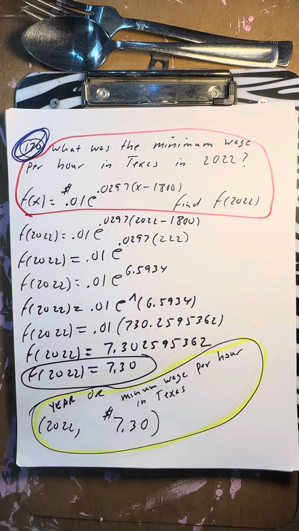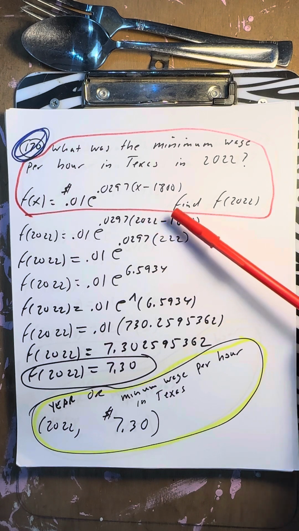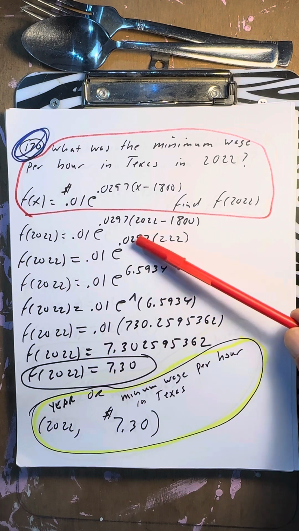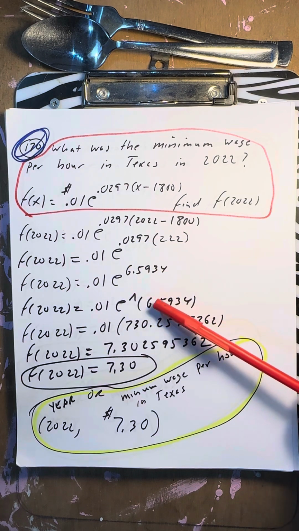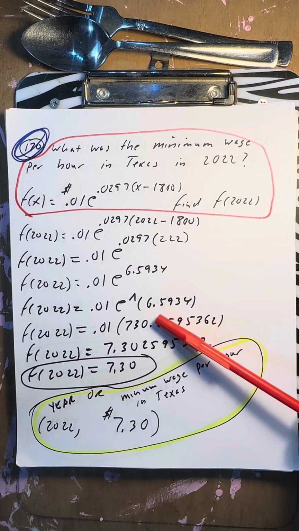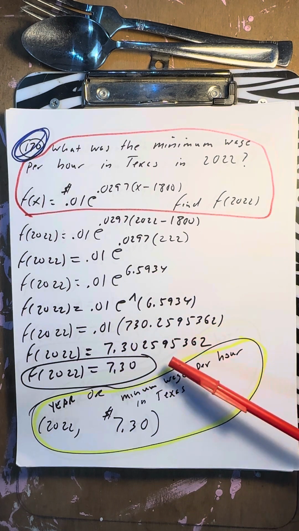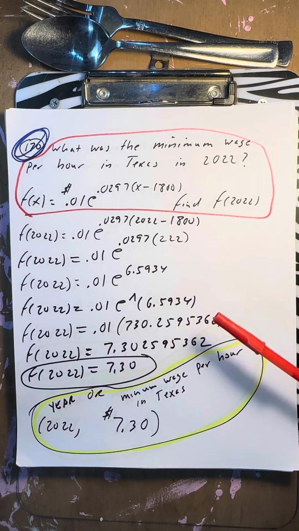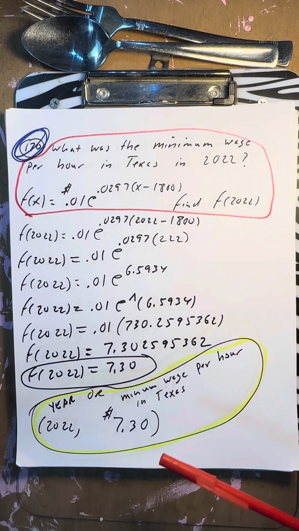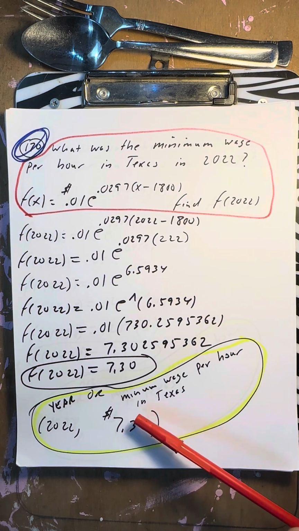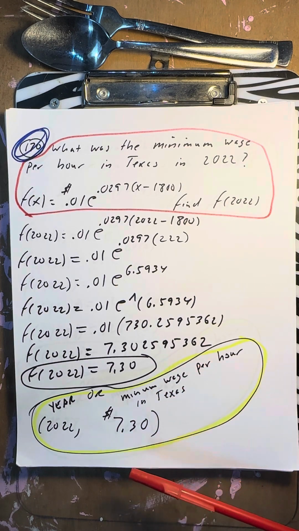What was the minimum wage per hour in Texas in 2022? Here's our function. I'm going to put f of 2022 in there. 2022 minus that means 222 years have gone by. Now this number times this gives this. E to the power of that gives you this number. I multiply it times this number, and these two numbers together give me this, but I'm going to round it to 7.30. So in the year 2022, $7.30 was the minimum wage per hour in Texas.